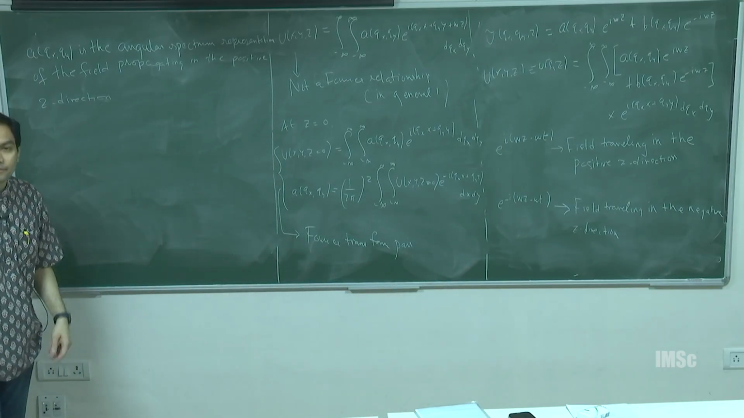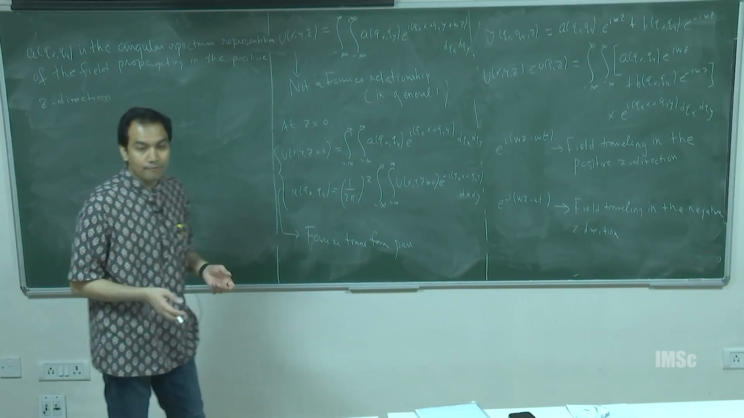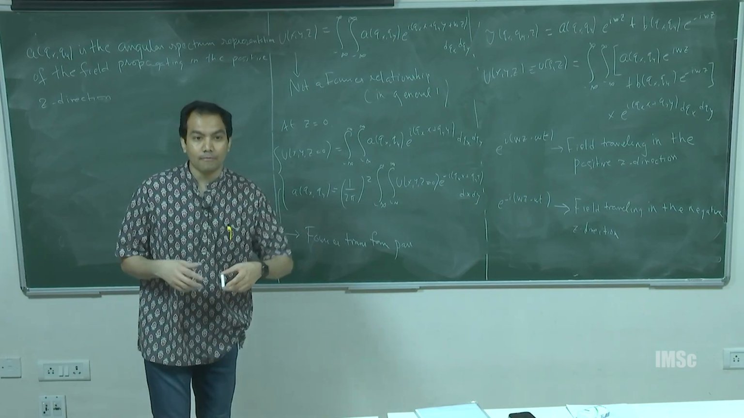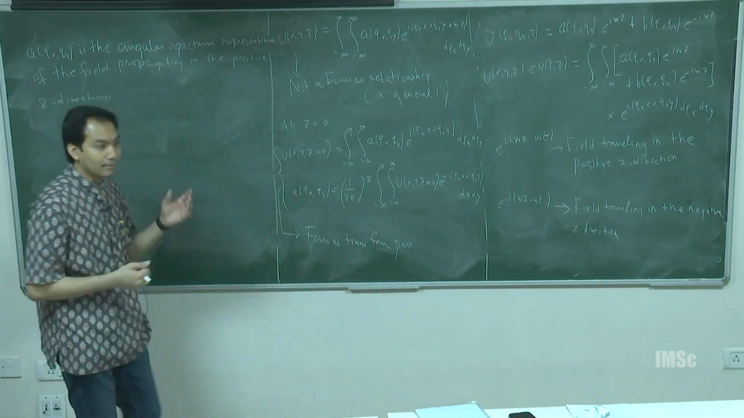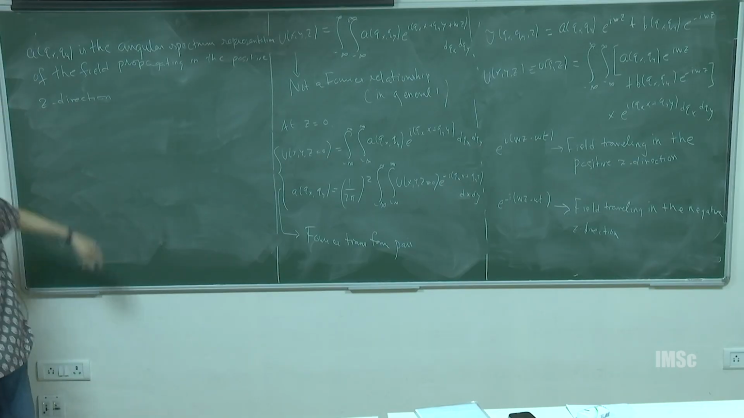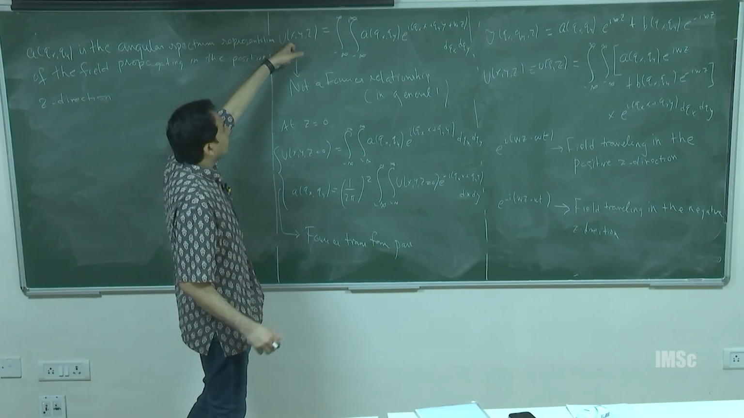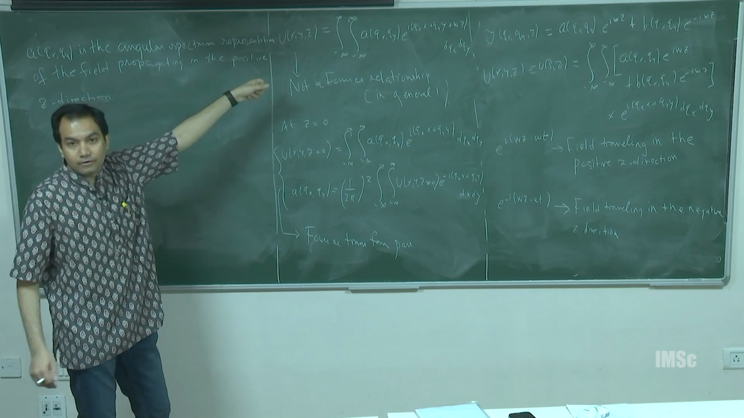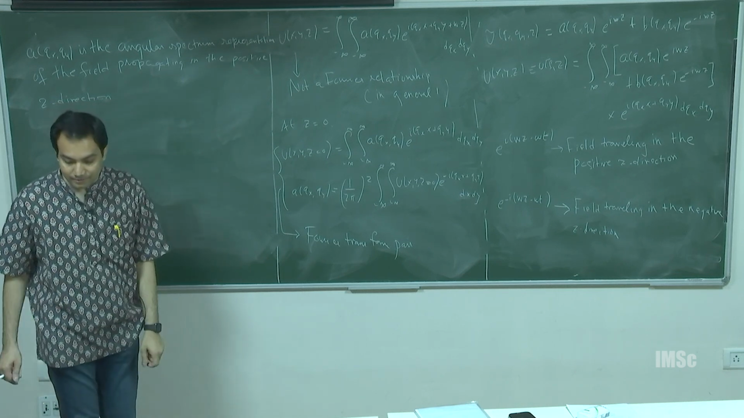And the angular spectrum is pretty much determined by the source. So when you do an experiment, we can model the source and we know what its angular spectrum is. That's how we calculate the field. We write down the field in terms of its spatial variables.